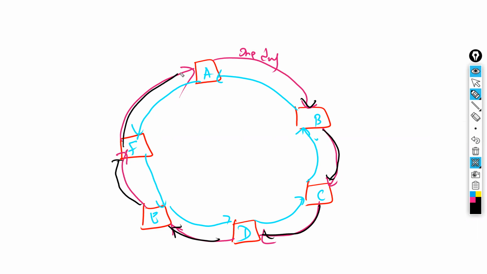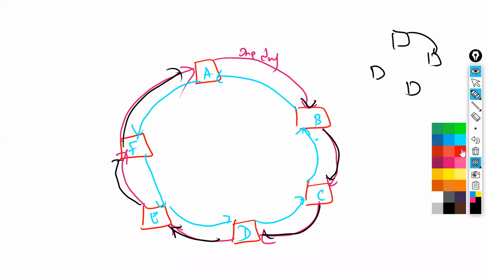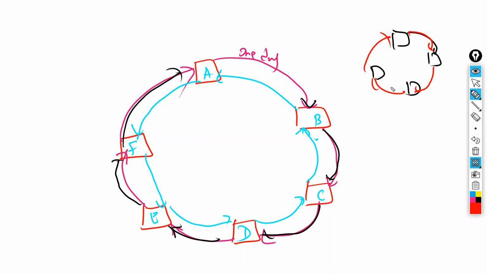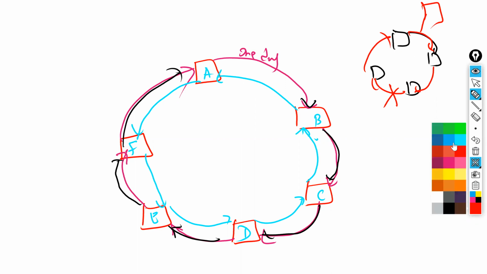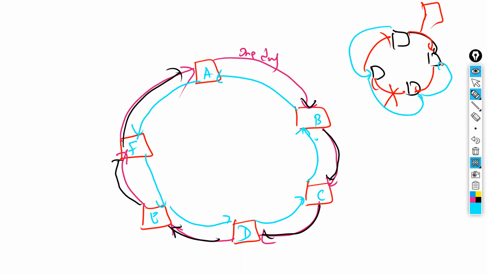Assuming that earlier one, what happened? Earlier one we have only one direction. Normal single ring is one direction. That means if there's a breakdown from here, you don't get connected. But assume that if you have a dual ring, what will happen? You are connected the other way around. It will not break, right? So the network will not shut down because there is a dual ring.